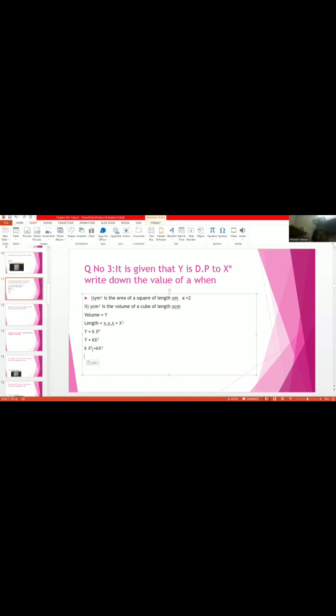So this means bases are equal, so a is equal to 3. So for small a is equal to 3. They are saying write down the value of a. When we have to find the area, x into x, x power 2, so the value of a is equal to 2. And here again y is equal to kx, and this is the initial equation. For the volume, we know that in a cube, length into length into length is equal to x cube. So bases are equal, so a is equal to 3. Clear to all? Now we move toward the next question.